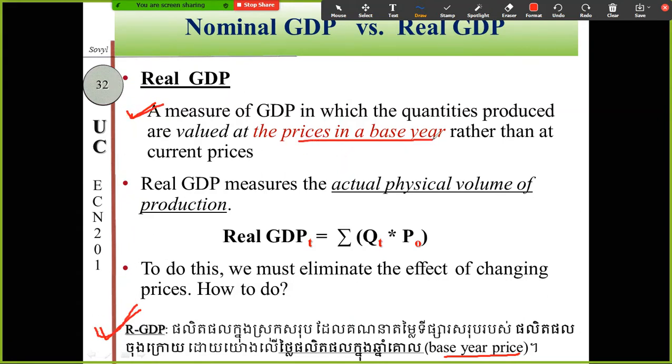So base year, normally it is given to you, or sometimes it's asking you to set which year is the base year. It depends on what you prefer. But normally the base year is given, not set by you.